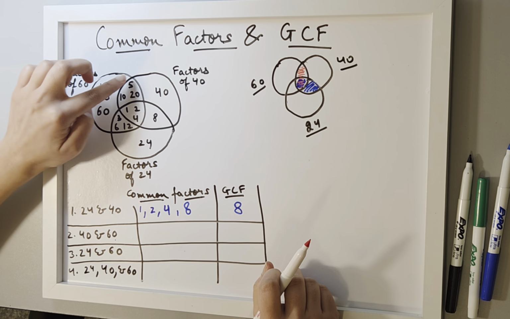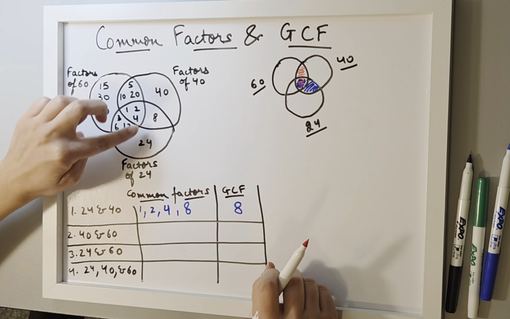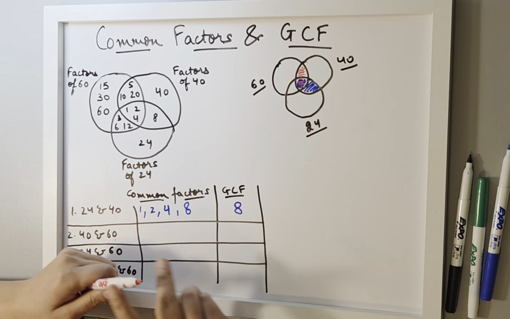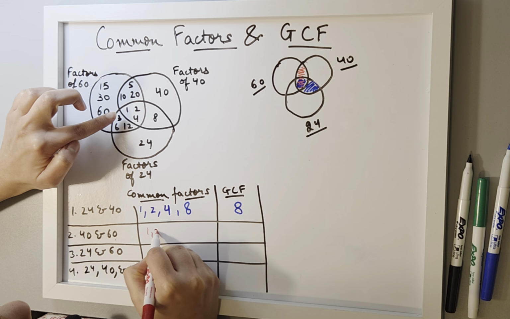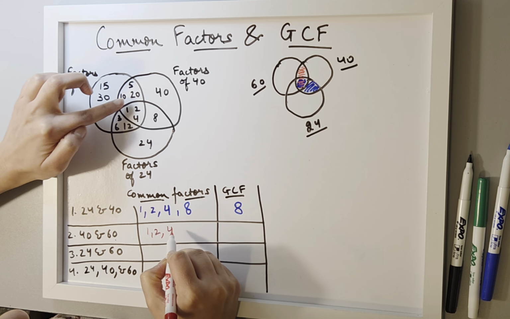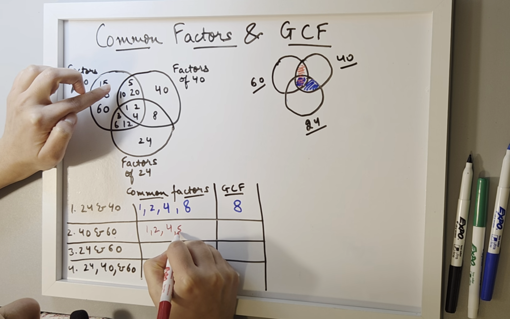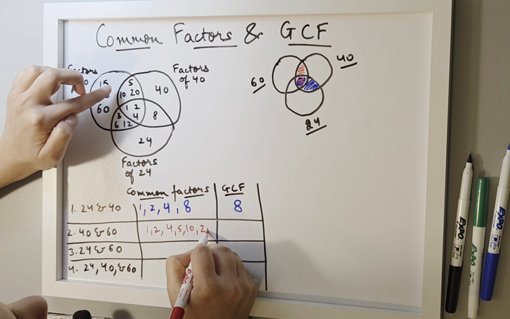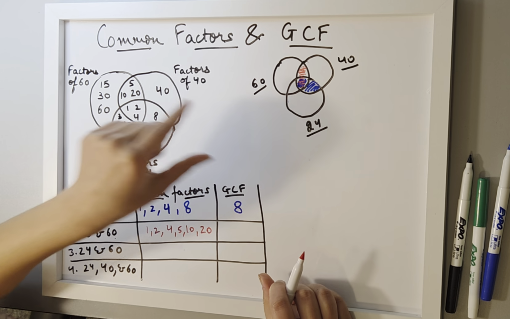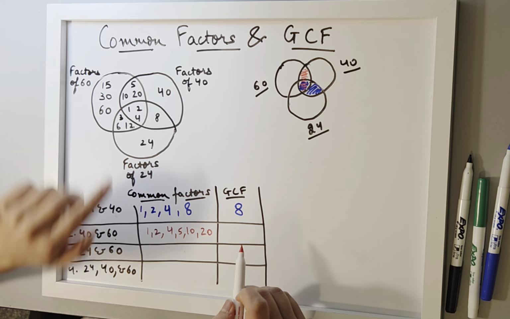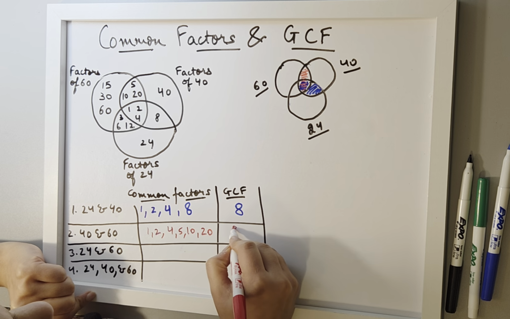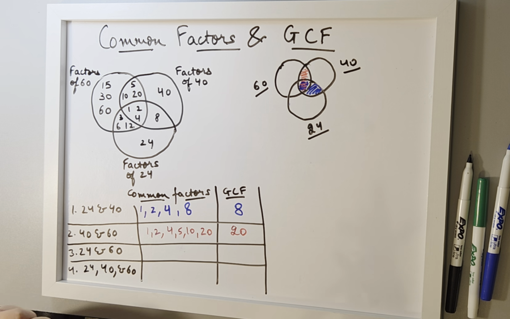Okay. So here we have the common factors for 40 and 60. What are they? First of all, this one: 1, 2, 4, and then this: 5, 10, 20. So just if we find the correct area, it's pretty simple to find the factors. And out of these, the greatest will be 20.